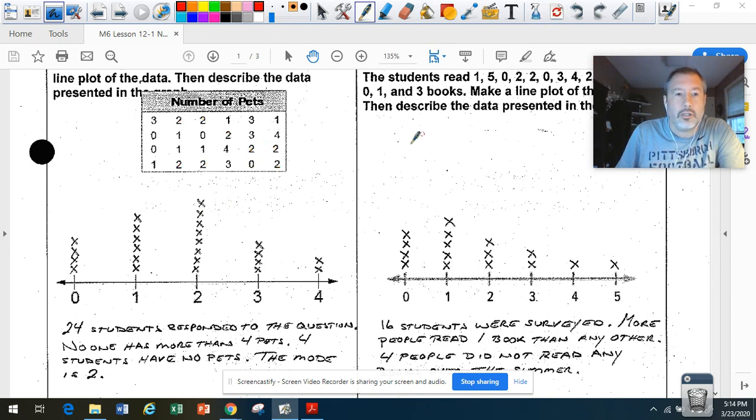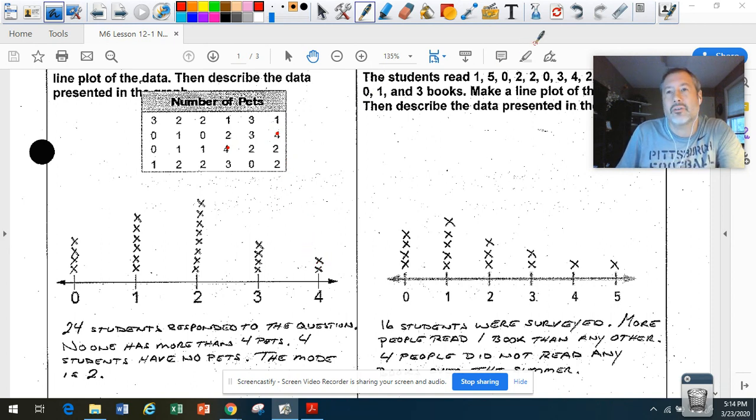Let's continue on to the number 3. 1, 2, 3, 4. I have 4 students who have 3 pets. And finally, how many students have 4 pets? Well, that would be 1 and 2. I have 2 students who have 4 pets here.